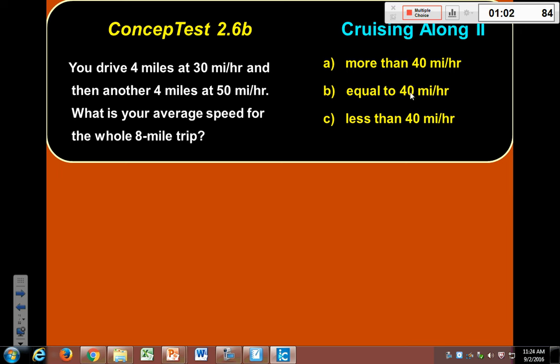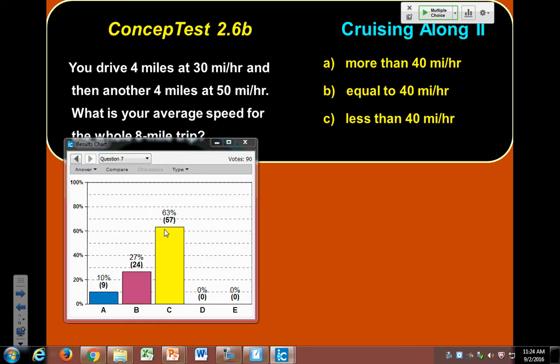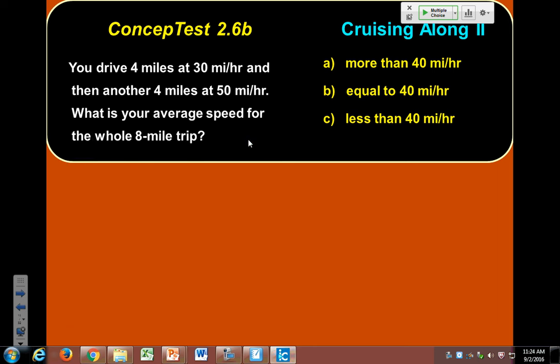So your answer in. You have 5 seconds. Even if you're not certain, just click in. Remember with the clicker questions, if you get it wrong, not a big deal. C is right though. Good job, those 57 of you.